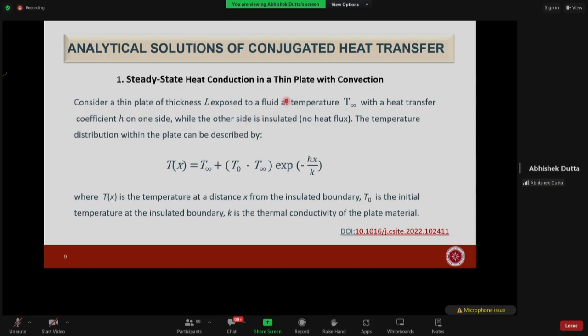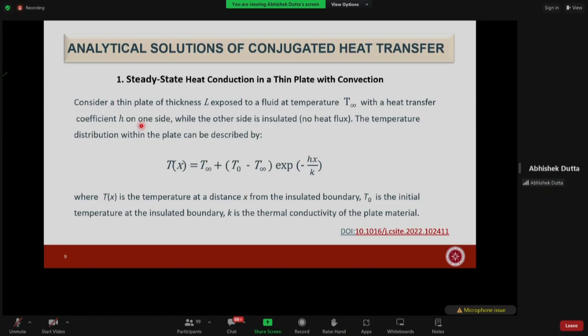This is an analytical solution of heat conduction with convection for a thin plate. It's a thin plate conduction. For any thin plate conduction, we start with Fourier's law. That is the basis for everything, with the heat conduction along with the convective boundary condition at the surface of the plate. In that case, we consider a thin plate of thickness L exposed to a fluid temperature of T ambient with a heat transfer coefficient of H on one side, and the other side, of course, is insulated. You understand, otherwise the solution is not proper.